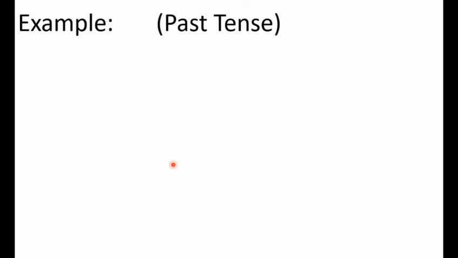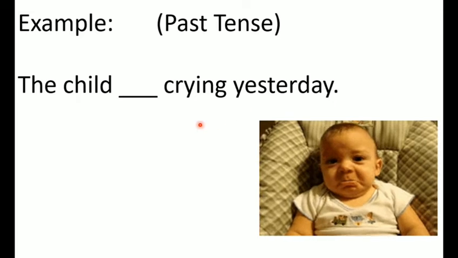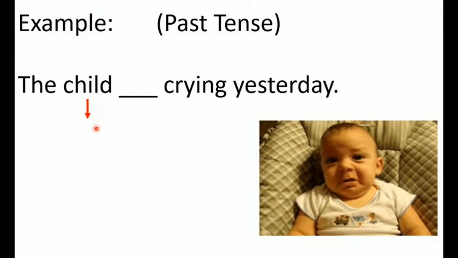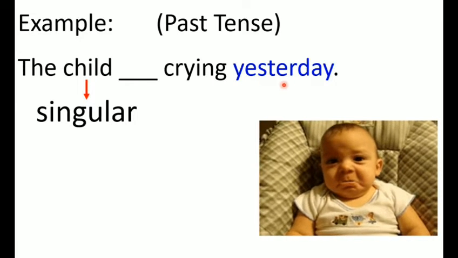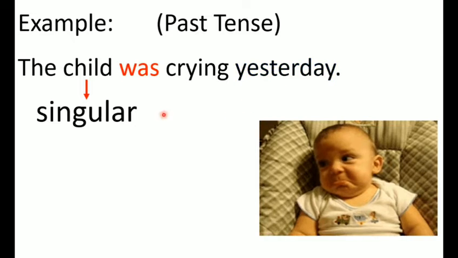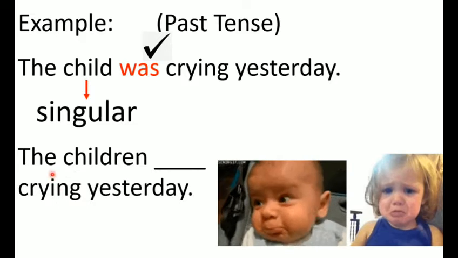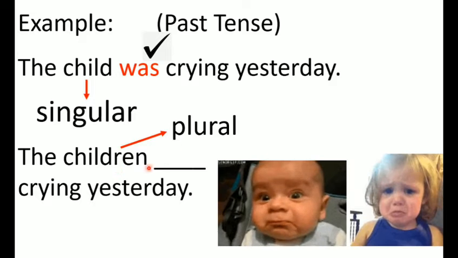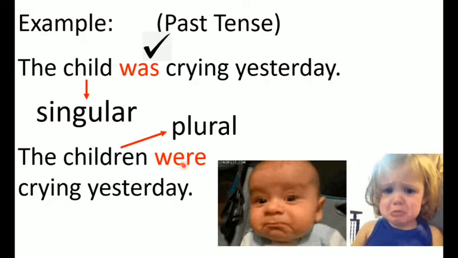Alright, next. Now, sa past tense naman, the child blank crying yesterday. Dito, meron tayong time element. By the way, ang ating noun dito ay child, singular, pero meron tayong time element dito na yesterday, kahapon. Pag ganito, ang gagamitin nating verb ay was. Now, pag ganito naman, ang child naging children, of course, this is now plural. At meron din tayong time element na yesterday, kaya ang gagamitin nating verb dito ay were.